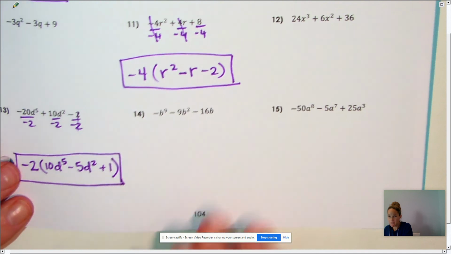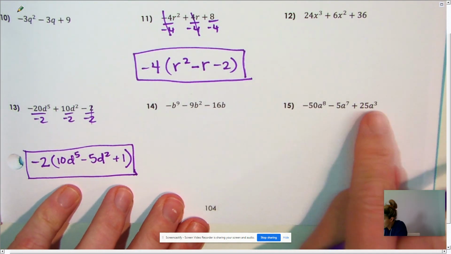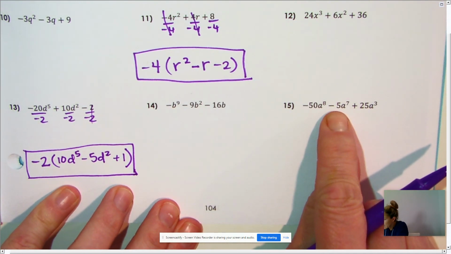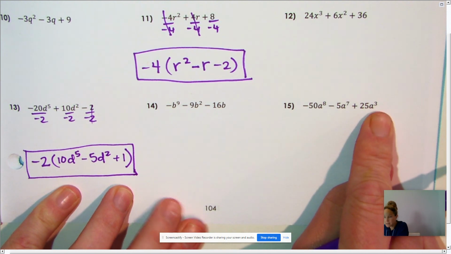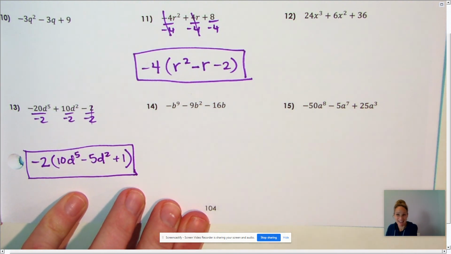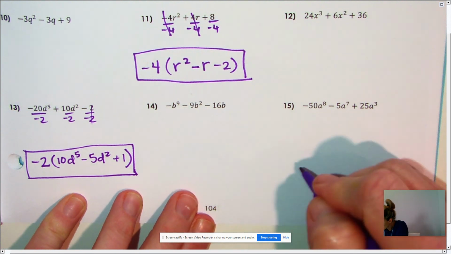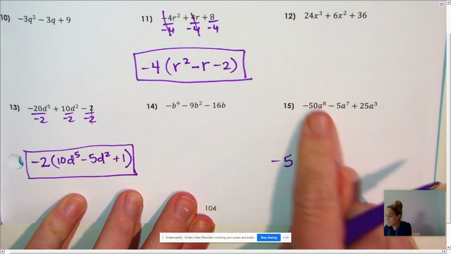All right, question number 15. We're going to look at these. I look at the smallest number, and can 5 go into all of those? Yes, sirree, it can. I sound like I'm like 80. Yes, sirree. I'm just kidding. Okay, so I'm going to put the -5 down there, and then we're going to check the A's.